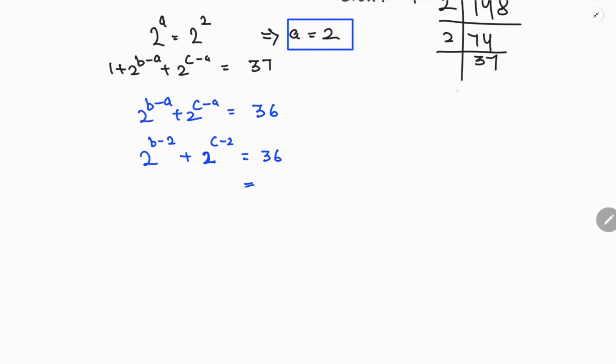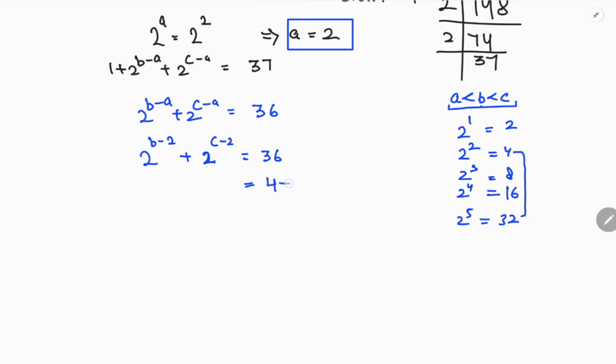Okay, we can generalize that a is less than b less than c. Okay, so the smaller one we will take b and the greater one we will take c. Okay, now look at the powers of 2. 2 raised to power 1, 2, 3, 4, that is 2, 4, 8, 16, and 2 raised to power 5 is 32. If we want to break 36, the easiest solution is that we write 4 plus 32, because nothing else will give 36 if I add any other powers of 2.